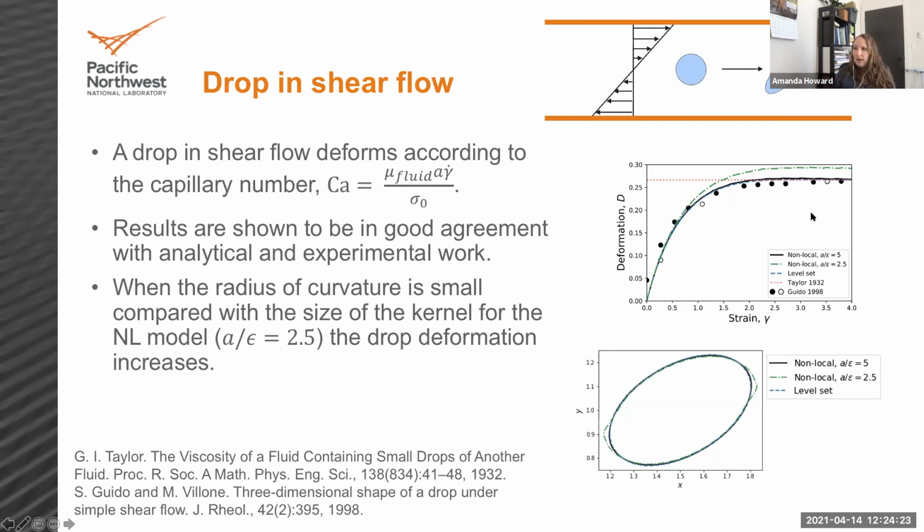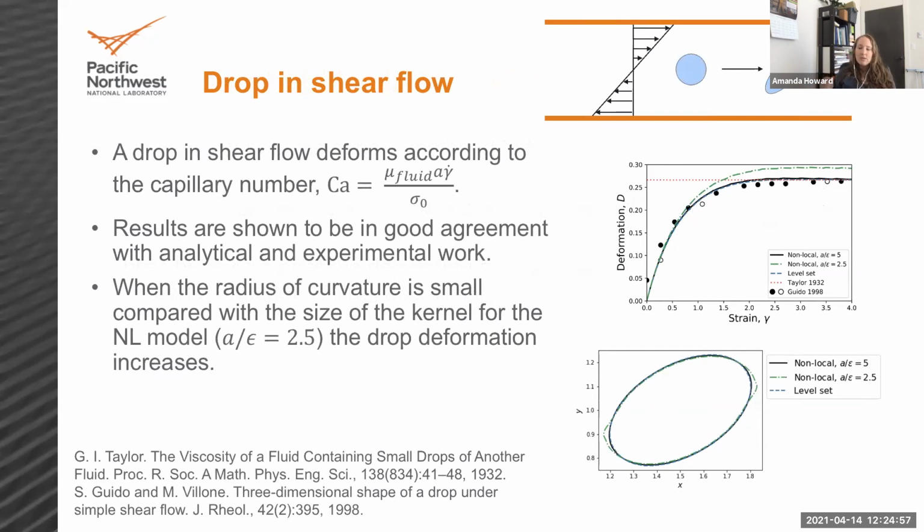So here on the right in the middle, we're looking at that deformation, so this value that we know. The dotted line is the analytical value in steady state. Here my x-axis is the strain, which is a non-dimensional time. So we start with the circle and then it's evolving to this ellipsoid. The symbols are results from a previous work. And then the blue dashed line is the local model that we can compare to, and the black solid line is the non-local model. And so we can see that our results agree really well with all of the previous work for the black line.